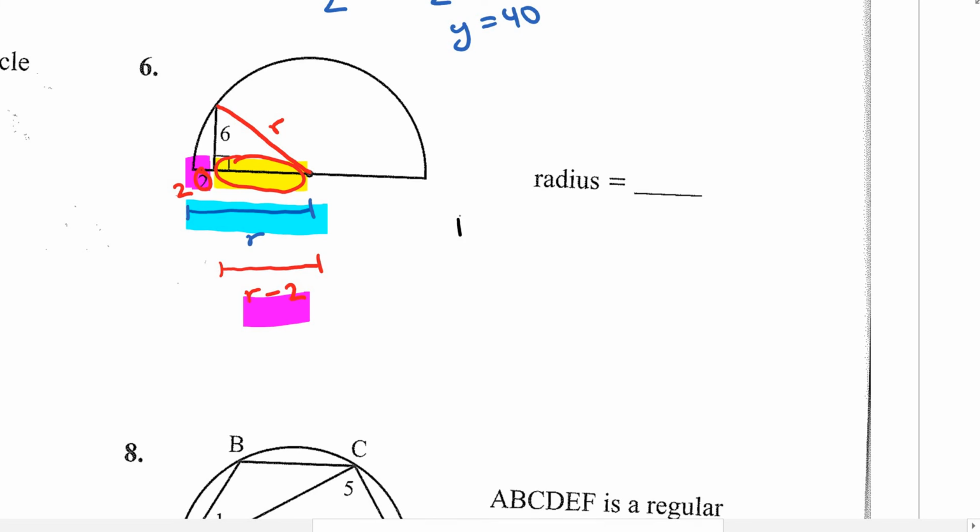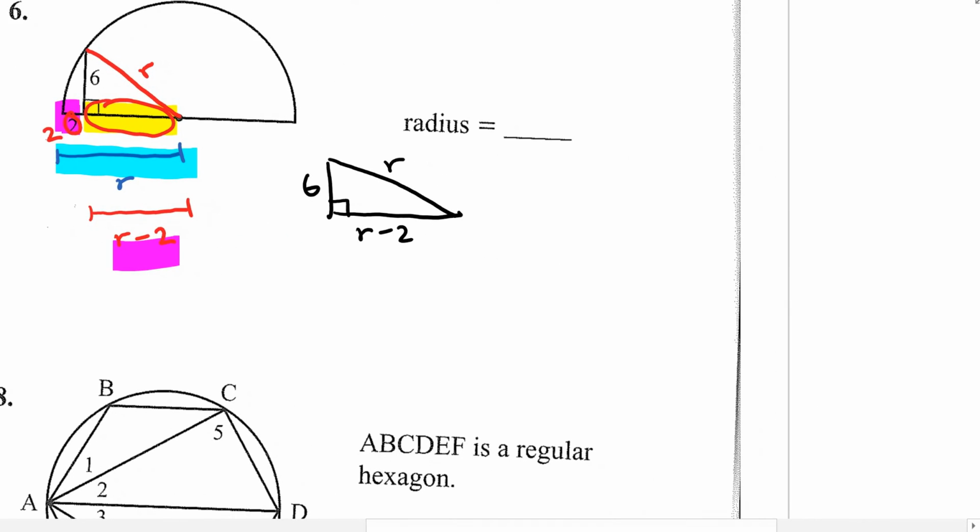Okay, so let me just kind of redraw that triangle right here. This is 6, this is r, and this is r minus 2. And what we're doing now is we're just applying the Pythagorean Theorem here, and now we're just solving for the radius. So if I apply the Pythagorean Theorem here are my legs.